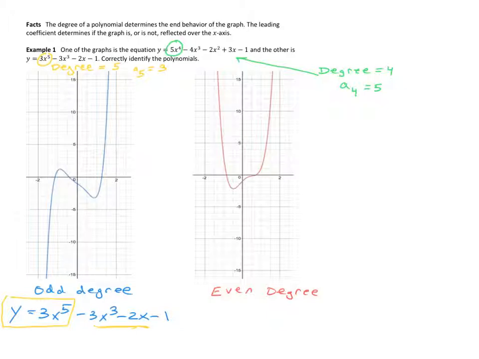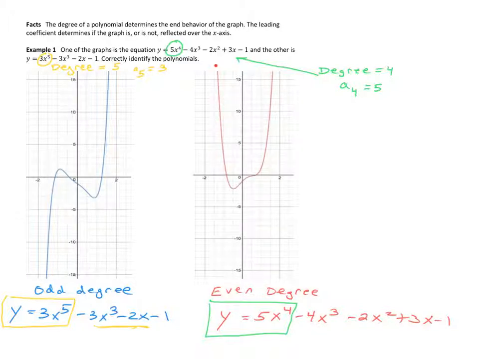and it's these terms that connect it in a strange way from one end of the graph to the other. So likewise, if you focus on this graph over here, the fact that the degree is even means it must be this polynomial, which I'll write down. So this one is y is equal to 5x to the fourth minus 4x cubed minus 2x squared plus 3x minus 1. And again, all I'm focusing on is this portion of the graph. This 5x to the fourth tells me a fourth degree means it's got to go up on both sides. And it's these extra terms at the end which determine what the graph does in the middle.